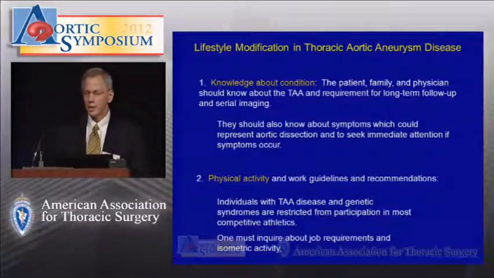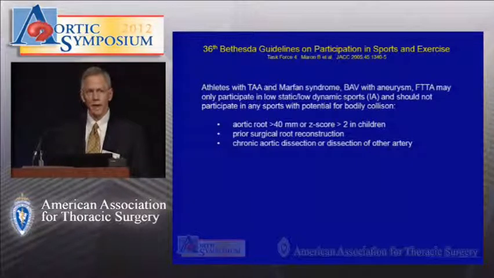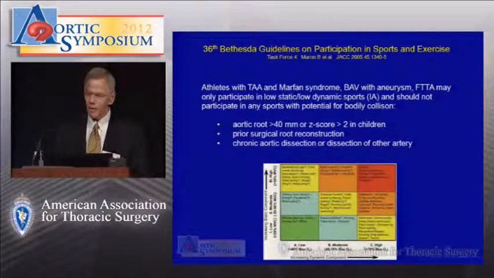There are physical activity and work guidelines and recommendations that are important to emphasize. Individuals who have thoracic aortic aneurysms and genetic syndromes are restricted from participation in most competitive athletics. So you have to ask about the job requirements, the specifics, and the type of isometric activity and other sport activities the individual wants to partake in. The Bethesda Conference gives guidelines on the participation of sports and exercise for individuals who have thoracic aortic aneurysms and syndromes associated with aneurysms, prior aortic dissection, and prior aortic reconstruction, limiting the activity to really very mild activities without potential for bodily collision.